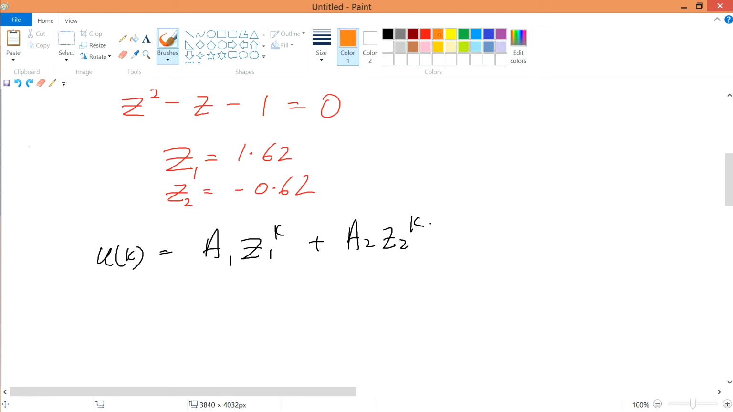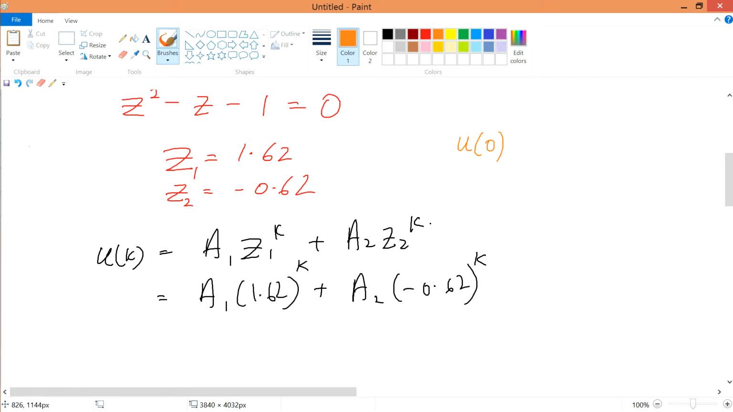Therefore if you don't believe me, we'll start off with the initial condition, because since we know z1 and z2, allow me to just fill in the blank over here. I actually forgot to put the k over here. So over here.